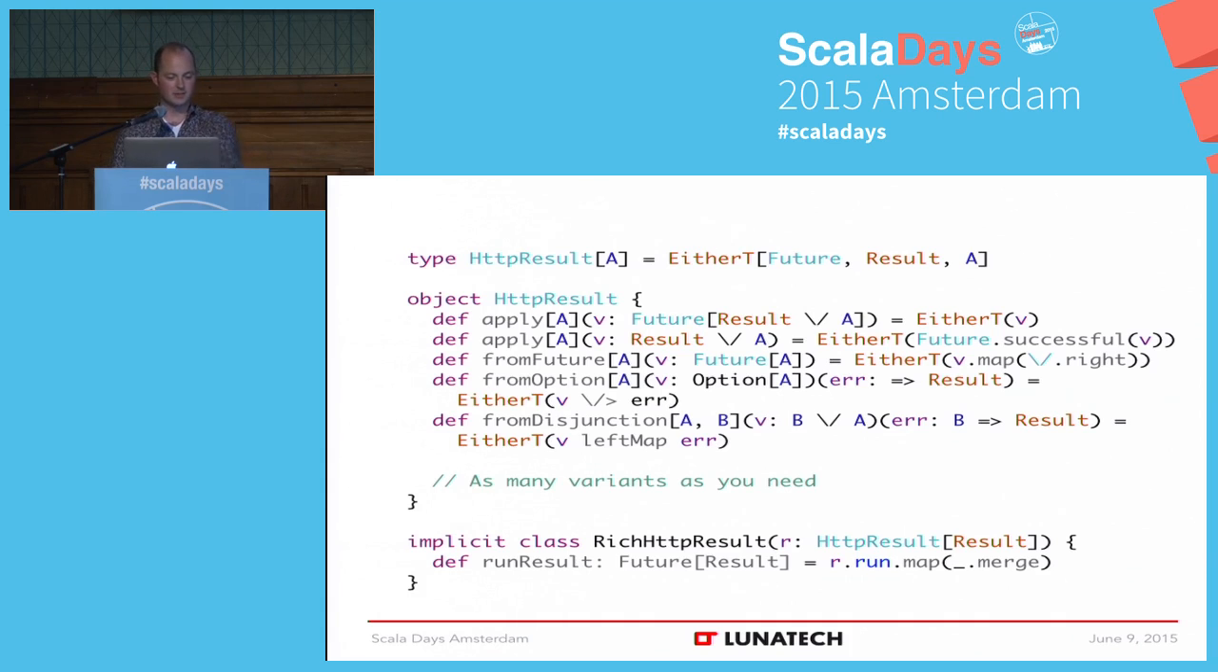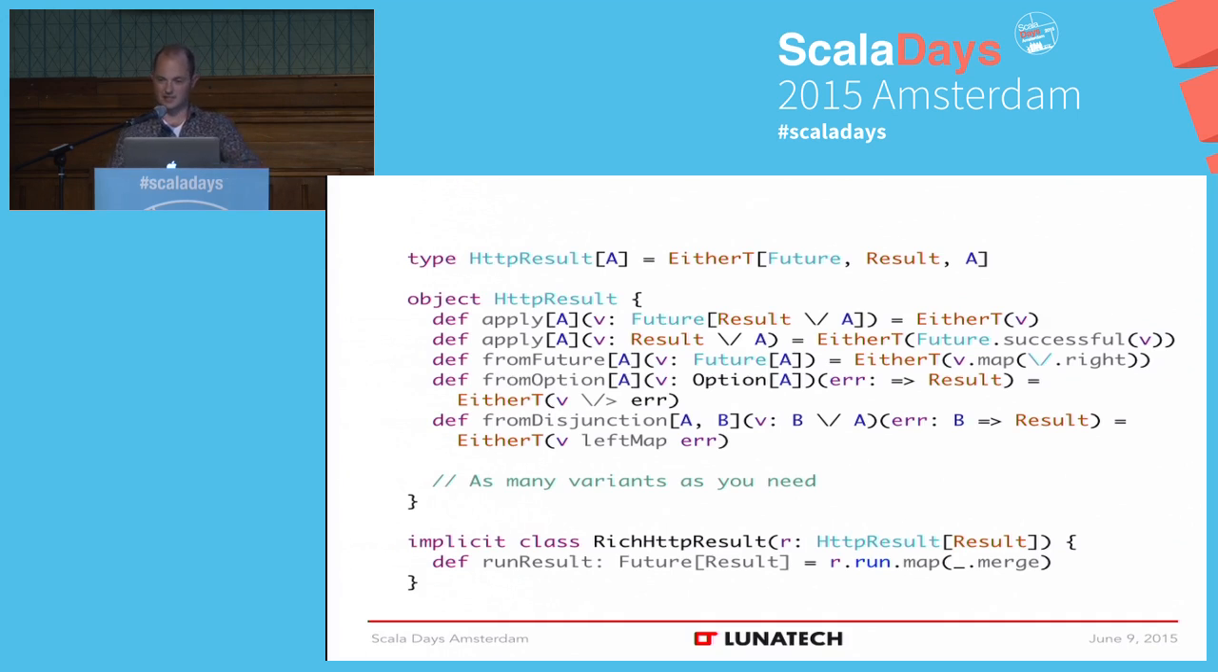So we can also make an implicit class, RichHttpResult, that takes an HTTP result, which is our container type, where the successful value should also be result. And then we transform that into a regular future result. What we do here is r.run. So r is the monad transformer, the EitherT, and .run gives us the future of the either.